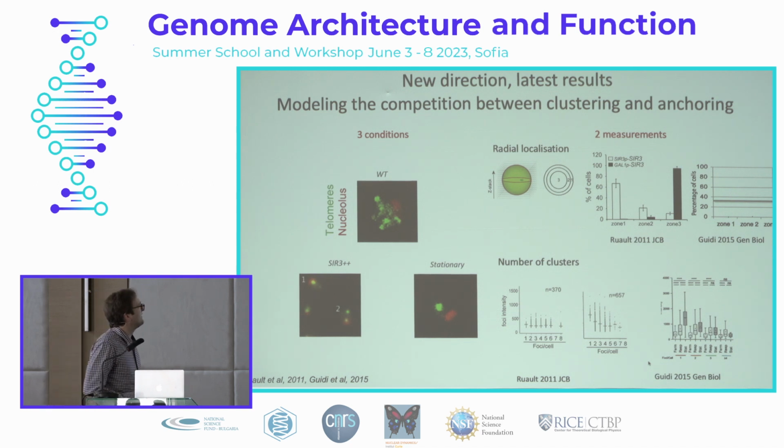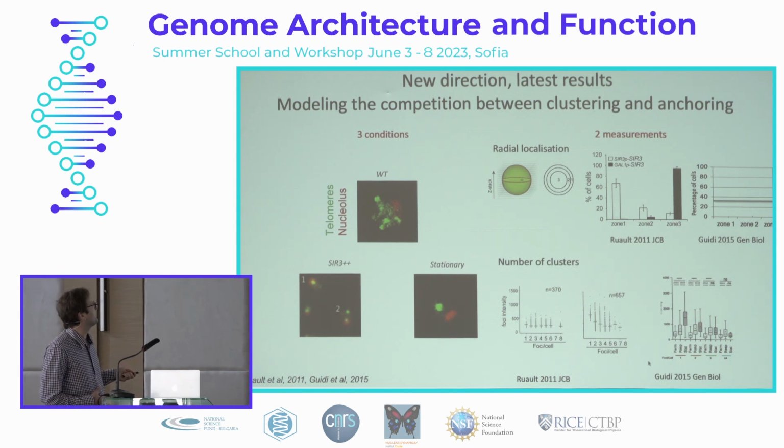So the objective is to model three conditions: the wild type, where you have multiple clusters; the CO3++, when you have overexpression of CO3 and you have one single cluster which forms this one compartment; and the stationary phase, where you also have this single cluster, but in a very different condition. And make two measurements. First one is the radial localization, typically from wild type to hypercluster. You change the distribution, you go from the nuclear envelope to the surface, and the same for the stationary phase. And the number of clusters, which gets reduced dramatically in CO3++ and stationary phase.